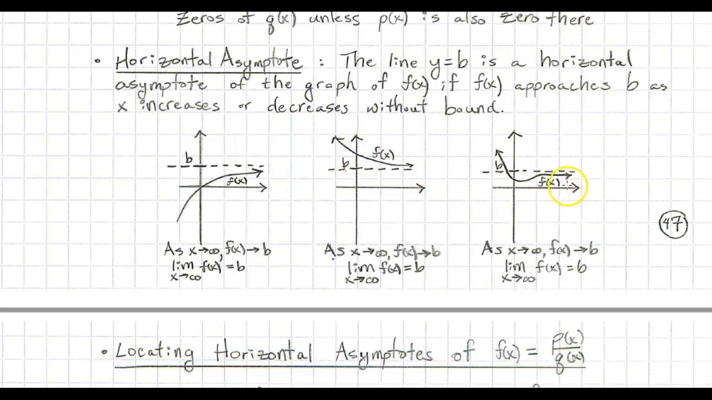As x approaches infinity, x gets really, really big, and the function, again, is approaching y equals b. We don't care at all about what's happening over here, or over here. We just care what's happening as x gets really big.